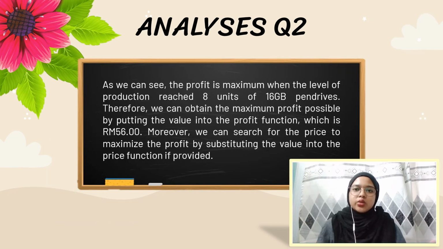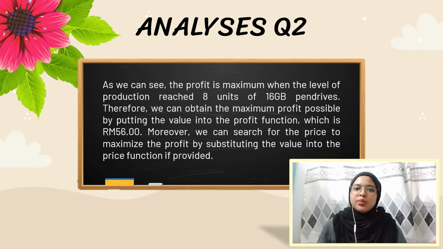Analysis of question 2. As you can see, the profit is maximum when the level of production reaches 8 units of 16 GB pen drive. Therefore, we can obtain the maximum profit possible by putting the value into the profit function, which is 56 ringgit. Moreover, we can search for the price to maximize the profit by substituting the value into the price function if provided.